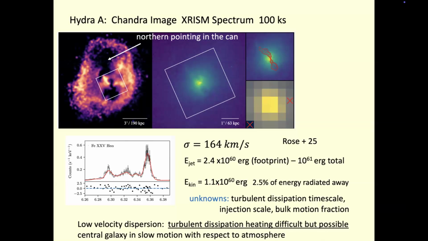In the footprint, the jet energy is about 10^60 ergs. The kinetic energy associated with sigma, which is the key, is about 10^60 ergs. It's about half of the energy in the footprint, but it's a much smaller fraction of the total power that's emerging from the jets over the last 10^8 years. And the kinetic energy represents about 2.5% of the energy radiated away.